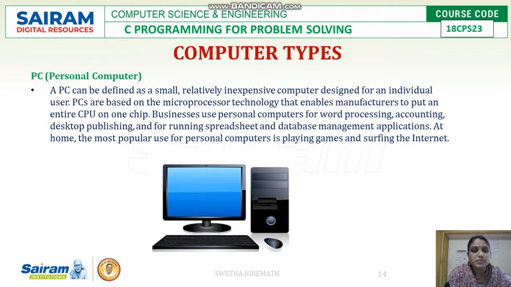PCs are based on microprocessors, as we have seen in the generation of computers. The third generation computers are mainly based on microprocessors. Microprocessor technology is used in these PCs, and that enables manufacturers to put an entire CPU on one chip, and that is called a motherboard, which consists of all the components included in our computer system.